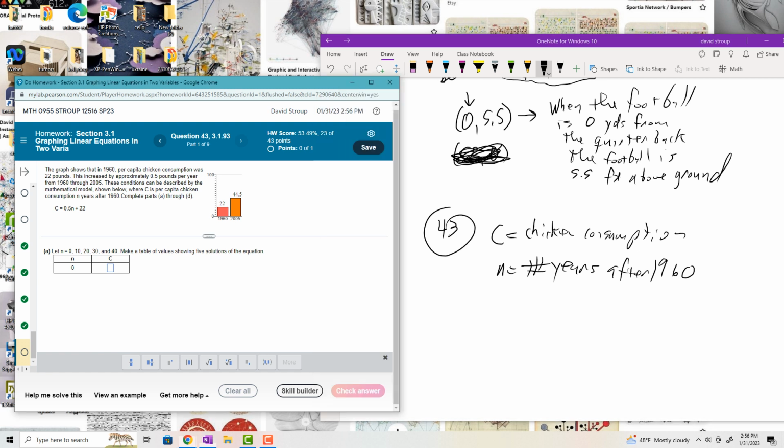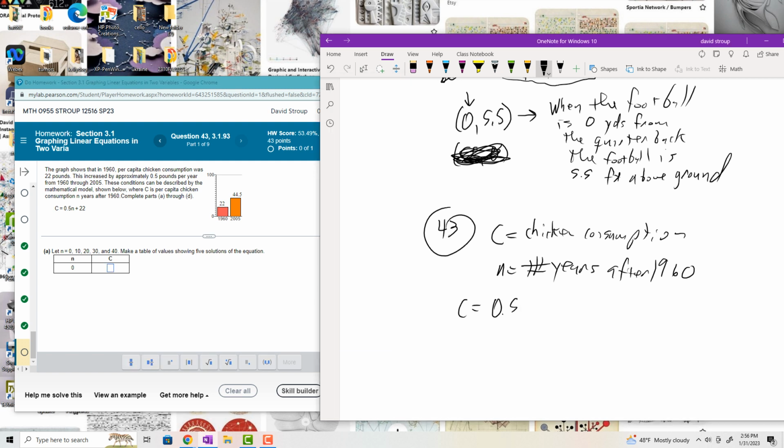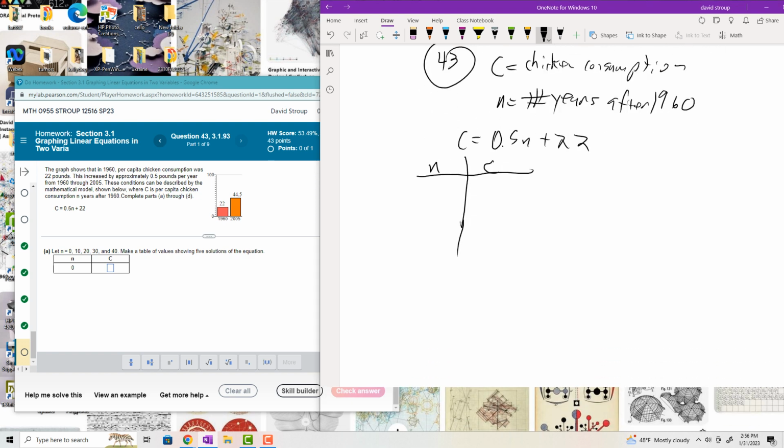It looks like just from the data chart that the amount of chicken consumption is going up. But they want you to make a table, and maybe that's just a list of ordered pairs using this formula. So C equals 0.5N plus 22. And then they want N and C. So it's a little weird because they're not using X and Y, but don't let that fool you. It's just the same kind of problem as before. So they want 0, 10, 20, 30, and then 40.